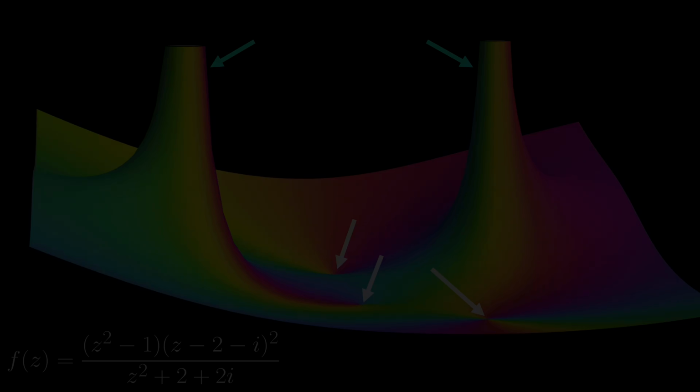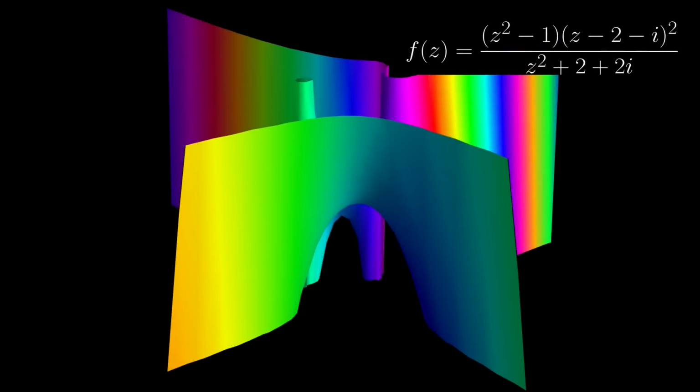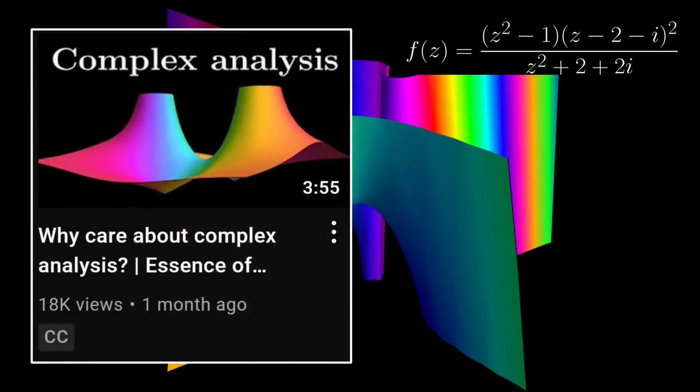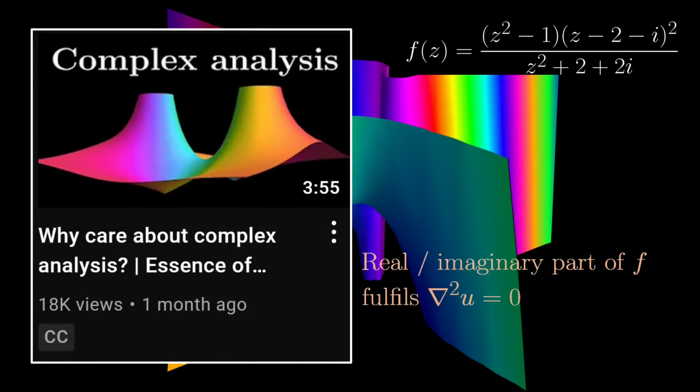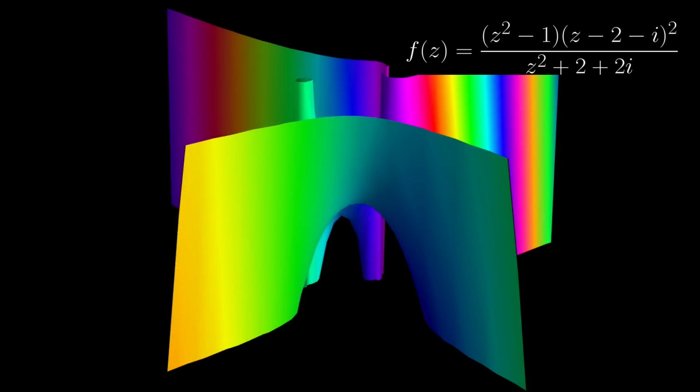However, the previous re-im plot isn't completely useless. As I said in the introductory video, both real and imaginary parts of a nice complex function satisfy an important differential equation, and we call such a function harmonic. And so the re-im plot visualizes the contours of a harmonic function, which is still important.